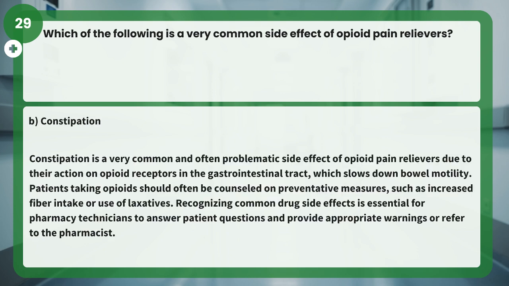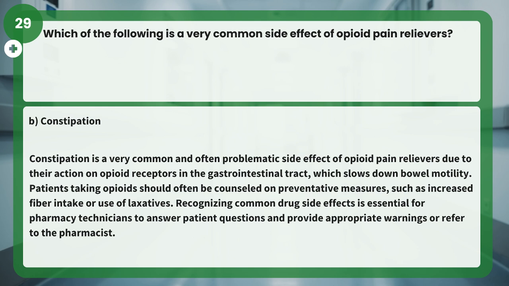Answer B. Constipation. Constipation is a very common and often problematic side effect of opioid pain relievers due to their action on opioid receptors in the gastrointestinal tract, which slows down bowel motility. Patients taking opioids should often be counseled on preventative measures, such as increased fiber intake or use of laxatives. Recognizing common drug side effects is essential for pharmacy technicians to answer patient questions and provide appropriate warnings or refer to the pharmacist.